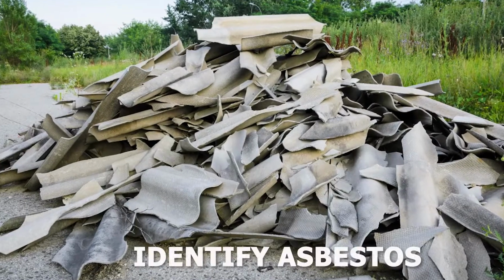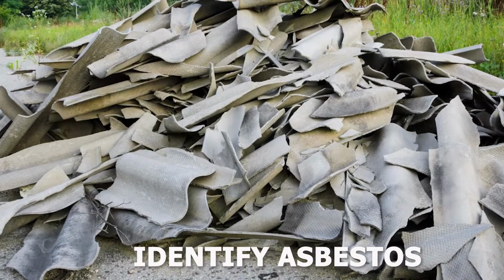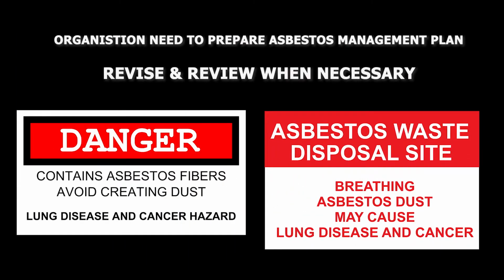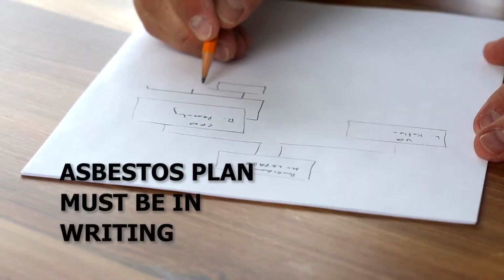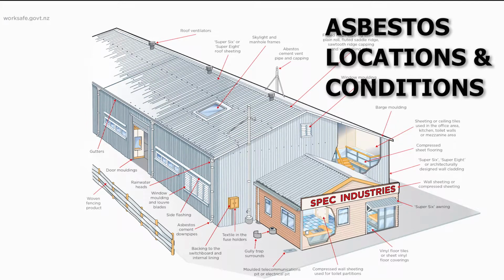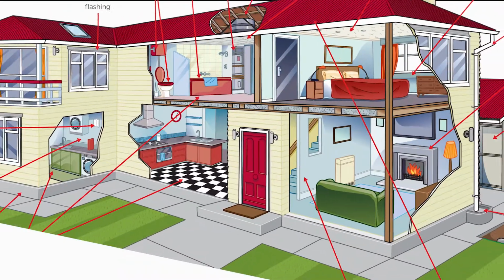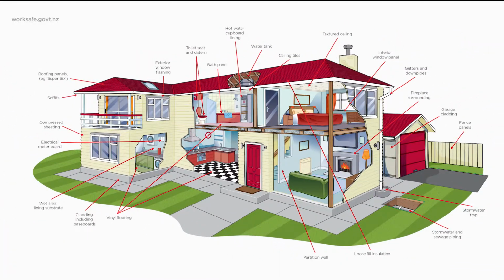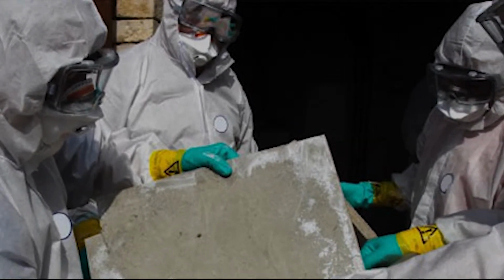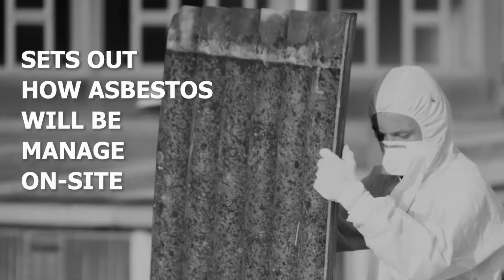When asbestos or ACM has been identified or is likely to be present, the organisation with management or control of the workplace must prepare an asbestos management plan and review and revise it when necessary. An asbestos management plan must be in writing and tell you the location and condition of any asbestos that has been identified on site or is presumed to be located on site. It also sets out how any identified asbestos or asbestos-containing materials will be managed on site.